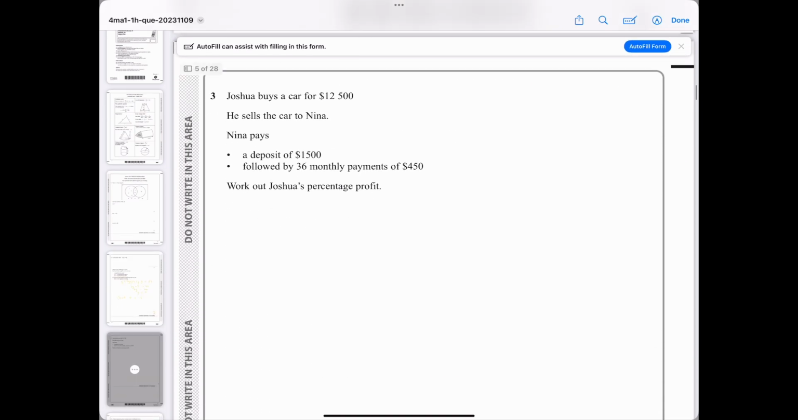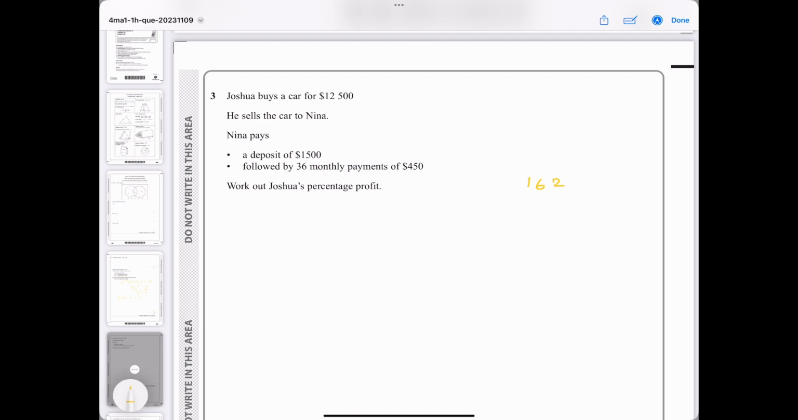Right. Joshua buys a car for $12,500 and he sells the car to Nina. Nina pays $1,500 followed by 36 payments of $450. What is his profit? So 450 times 36 equals 16,200, and that's plus $1,500. So let's add 1,500. So that's 17,700 dollars.